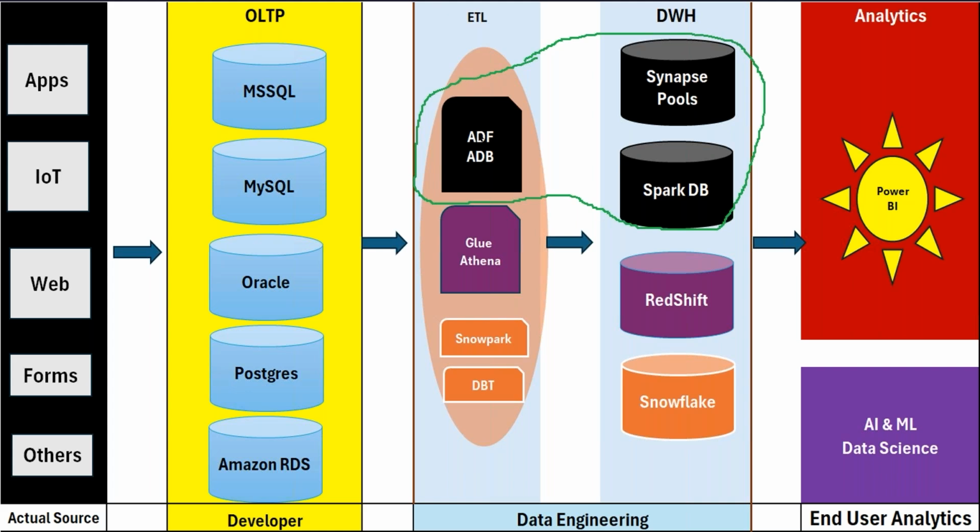Okay, so we have ETL, data warehouse. So this green circled item is our actual classes from today's second half. You also have alternatives to Azure, like AWS with Amazon Glue for ETL, Amazon Redshift for warehouse, and open source ETL like Snowpark and DBT, and the open source warehouse called Snowflake. Okay, so we are into Azure.